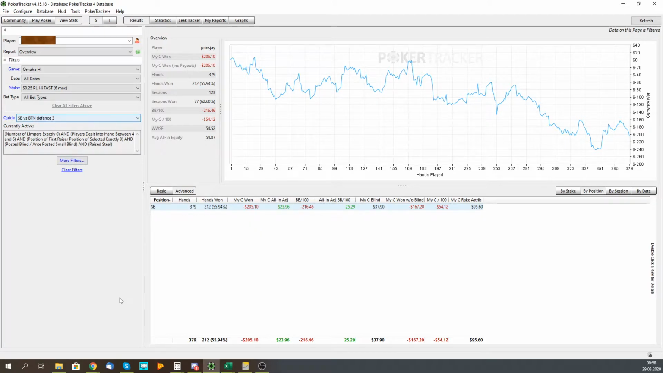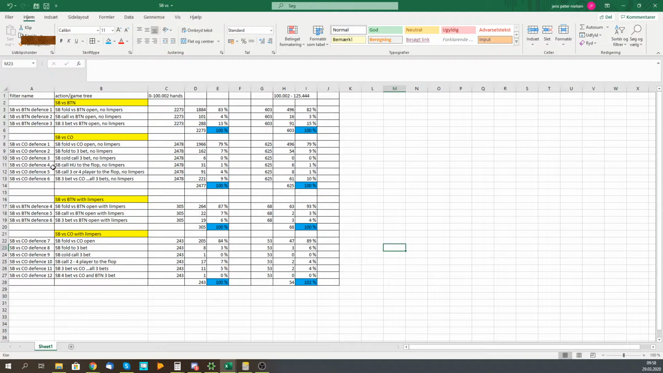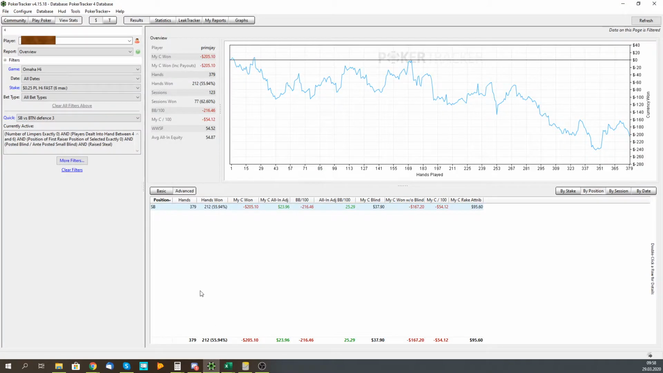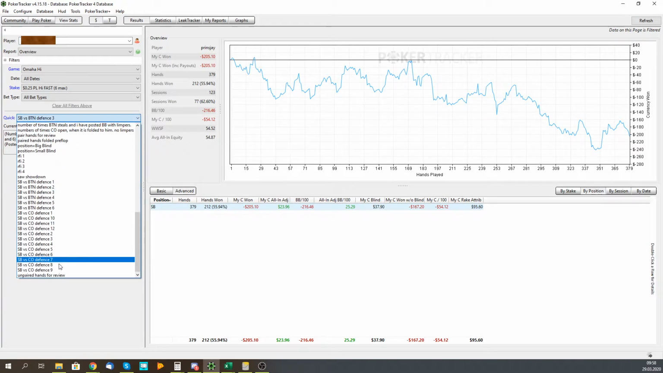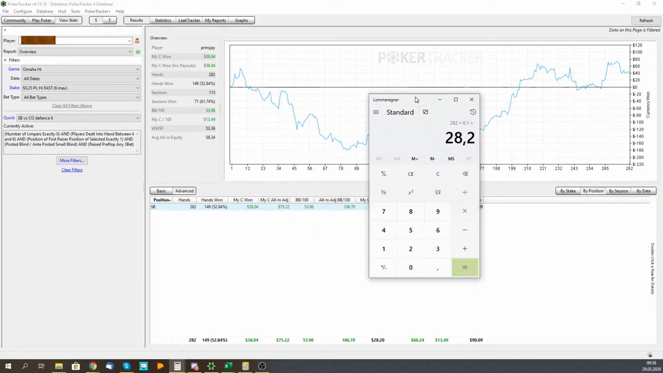There are probably some single suited or double suited rundowns that are not well enough connected. The other one we should look at is number 6, small blind versus cutoff, and here we will see that I win $38. Again, I run a little bit bad. I should have been winning $75. And if we take a look at this, it is 282 hands.